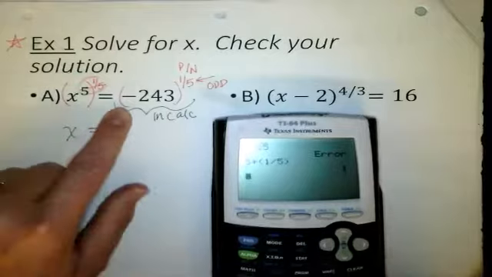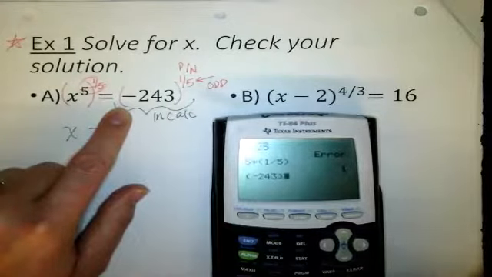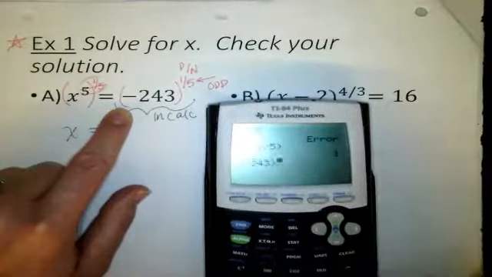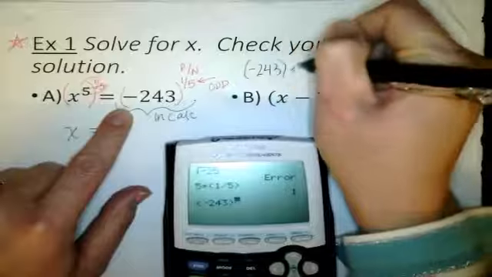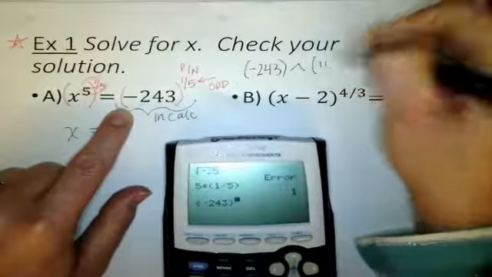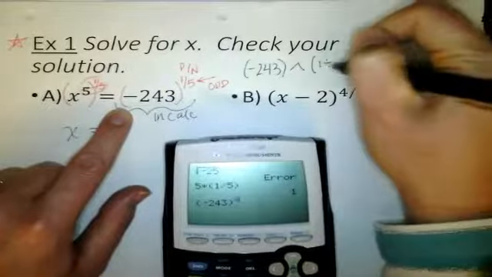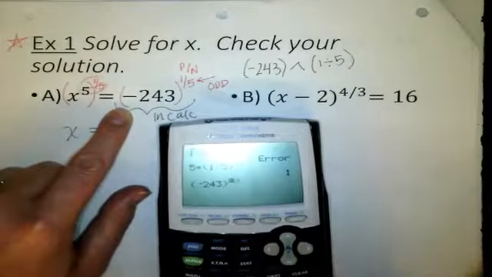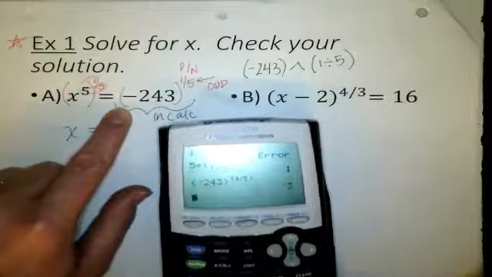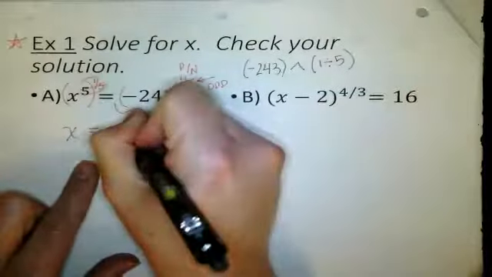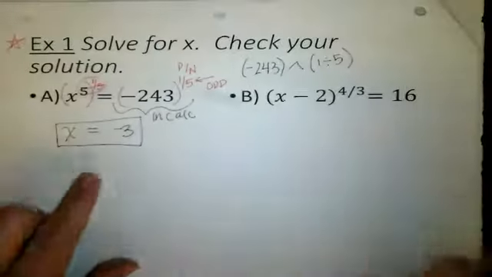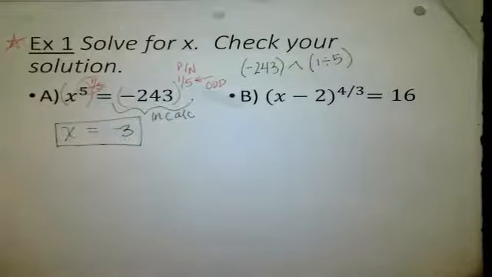So here we go. Parentheses, -243, caret, that little crazy looking arrow. -243 with that little funky caret thing to the 1 divided by 5 power, please. Just like that in your calculators, 1/5. And it gives us our answer, which is -3. And that's our solution for x. Kind of nice. The 5th root of -243 is -3, okay?